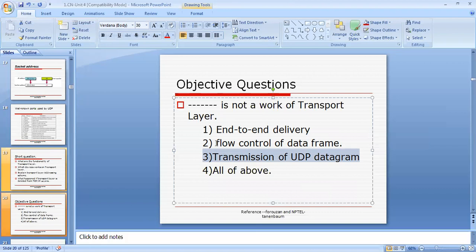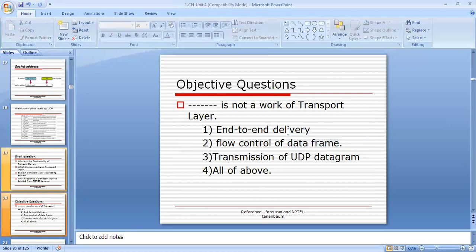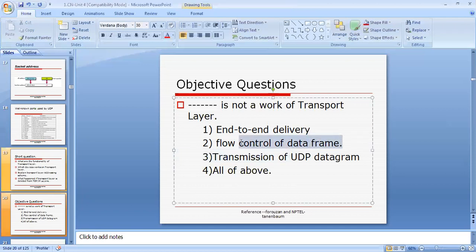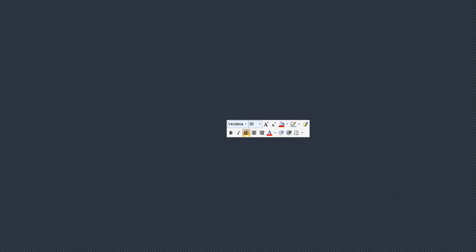And now point number 2, flow control of data frame. Flow control and error control, these two tasks are defined at the data link layer and the transport layer. But here we use the words flow control along with data frame. A data frame is a concept related to the data link layer. It means flow control of frames is a part of the data link layer. It is not a function of the transport layer. If we say flow control of TPDU, then it is a responsibility of the transport layer. So option number 2 is the right answer for the given question.